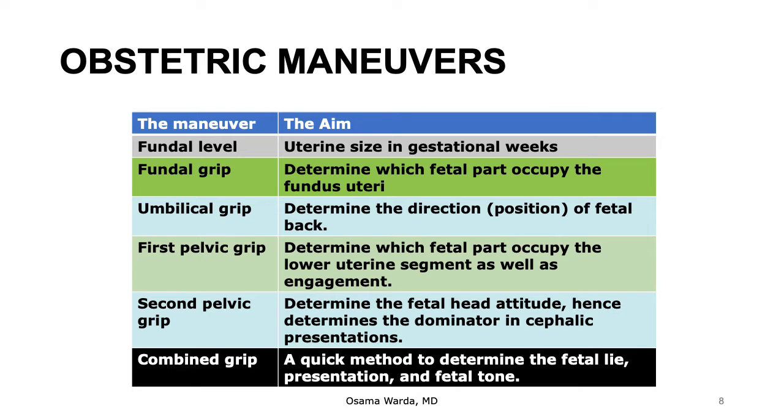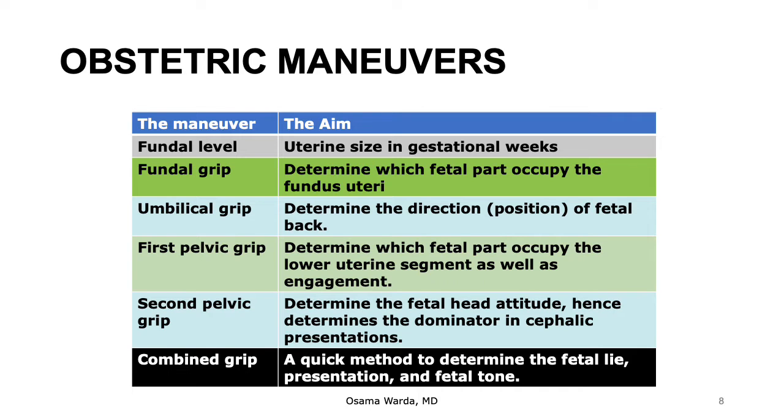Fundal level: its aim is to determine the uterine size in gestational weeks. The fundal grip is to identify which fetal part occupies the fundus uteri. And the umbilical grip, its aim is to identify the fetal back position in relation to the anterior abdominal wall of the mother. That is to say, the determination of fetal position.